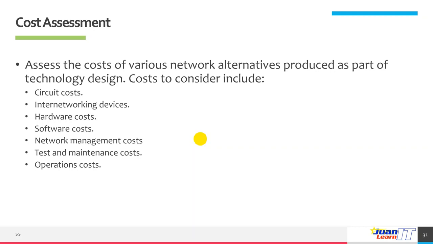Okay? So estimating the cost of a network is quite complex because many factors are not immediately obvious. Some of the costs that must be considered are these: circuit costs, internetworking device costs, and so on. Let's start with circuit costs, including costs of circuits provided by common carriers or the cost of purchasing and installing your own cable. Your UTP and your fiber optic cable are part of the circuit costs. Your connection to the ISP is also classified under circuit costs.